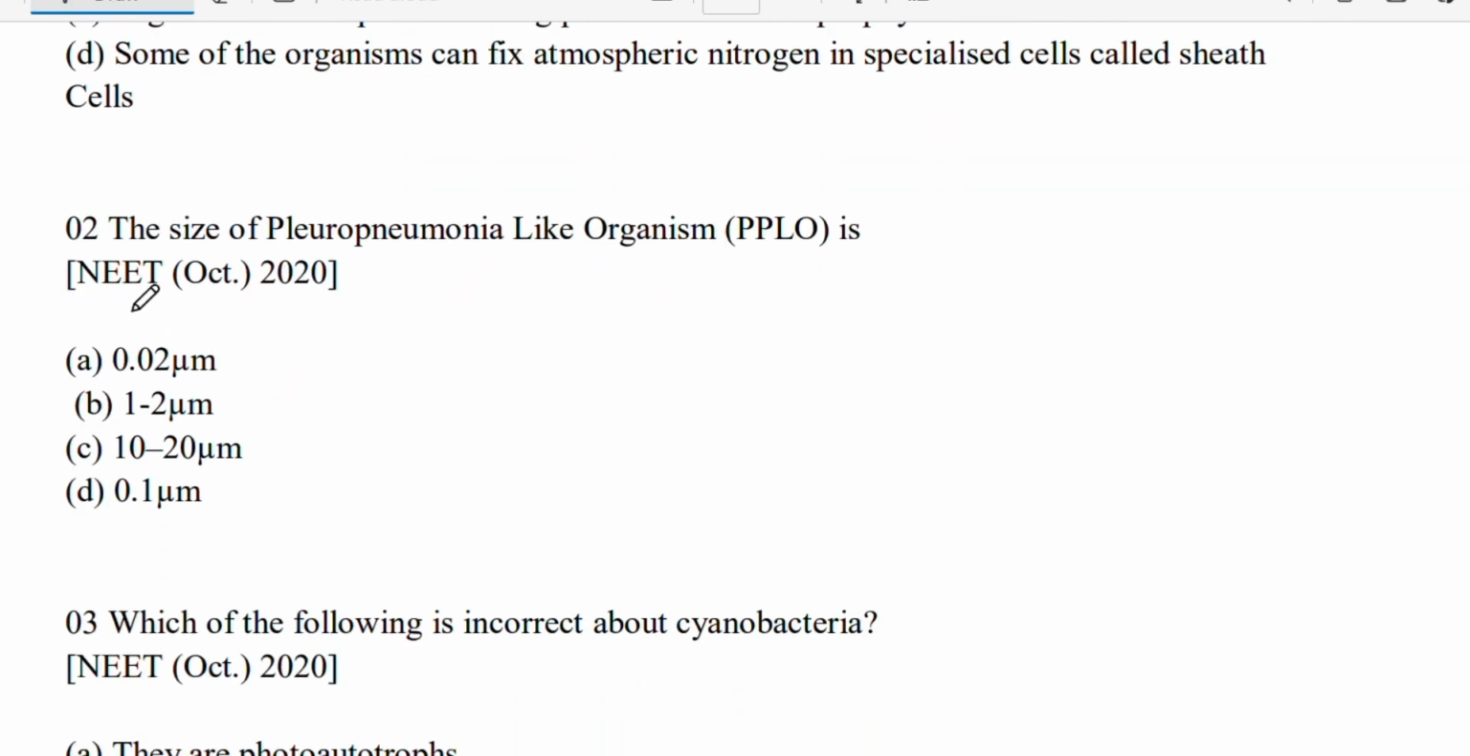Question number 2. The size of the pleuropneumonia-like organism PPLO is: option A 0.02 micrometer, option B 1 to 2 micrometer, option C 10 to 20 micrometer, option D 0.1 micrometer. And the correct option is option D, 0.1 micrometer.